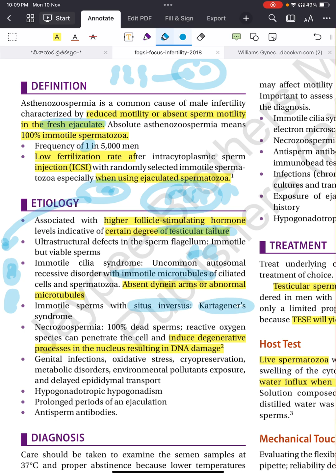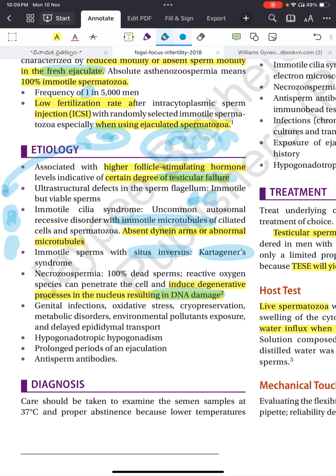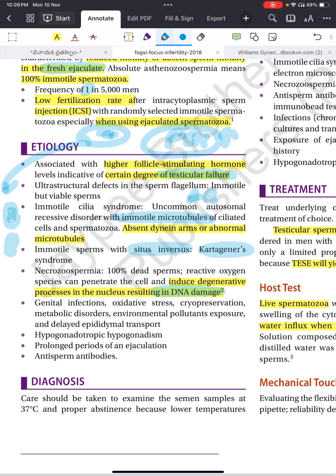What is necrozoospermia? It is 100% dead sperms. Because of ROS, reactive oxygen species, they penetrate the cell and induce degenerative processes in the nucleus, resulting in DNA damage. Genital infection, oxidative stress, cryopreservation, metabolic disorders, environmental pollutants exposure, and delayed epididymal transport are also some of the reasons for asthenozoospermia.